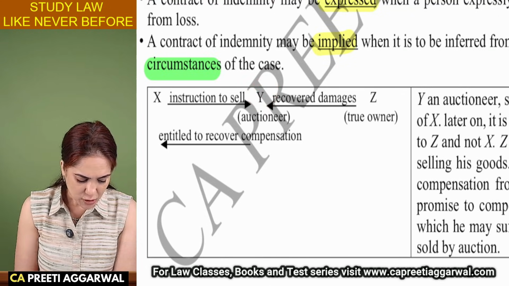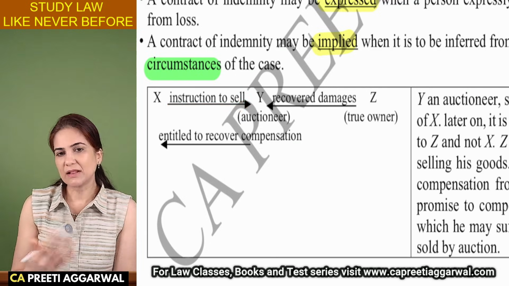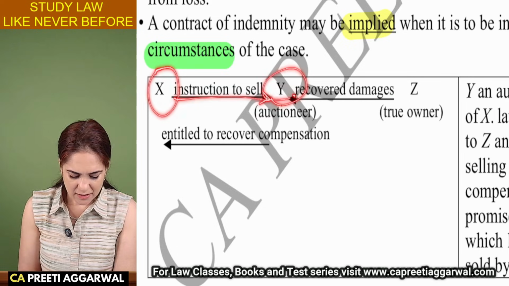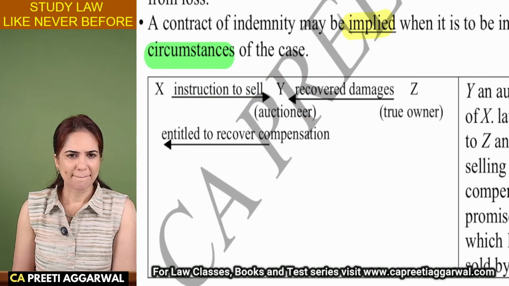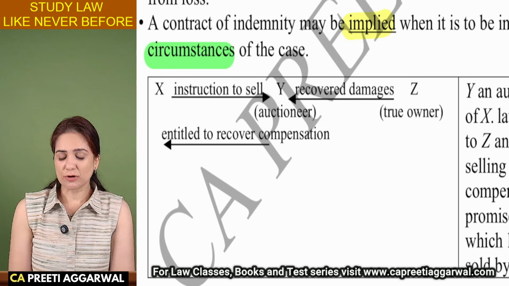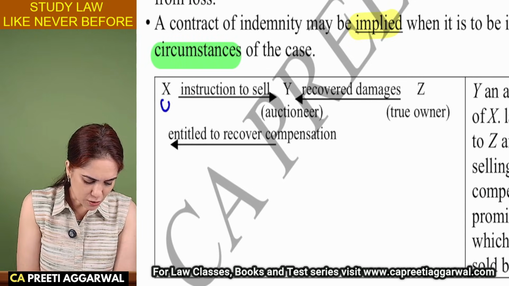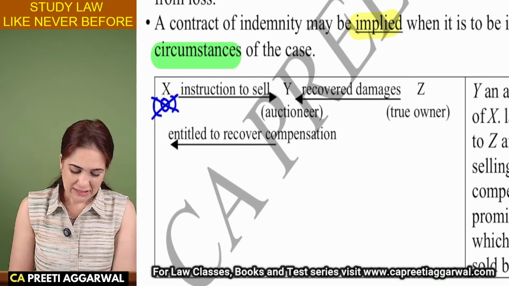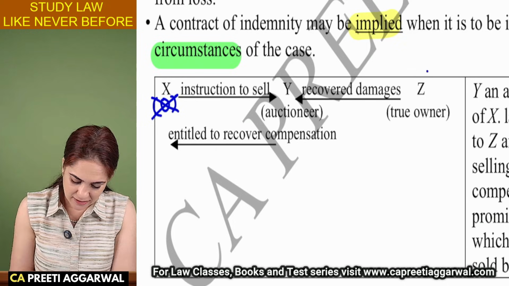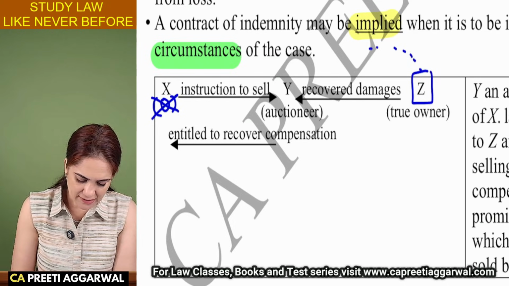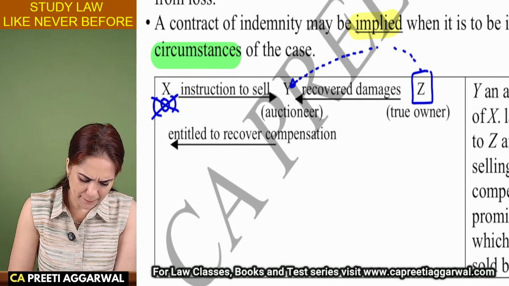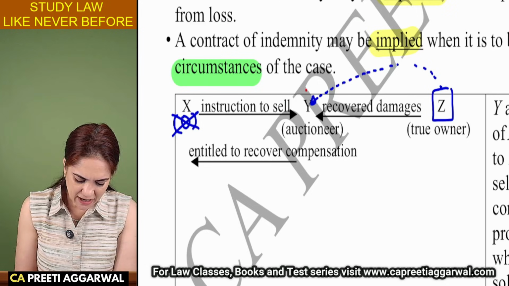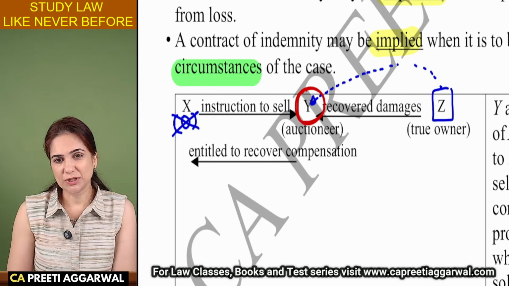Y was instructed by X to sell the goods in auction. So X instructed Y to sell certain goods in auction. Y sold the goods, but later on he realized that X was not the true owner of the goods. Now, if X is not the owner, then the sale will not be valid. Z, the true owner, took action against the auctioneer: why did you sell my goods without my permission? So in this case, Y was forced to pay compensation to Z.